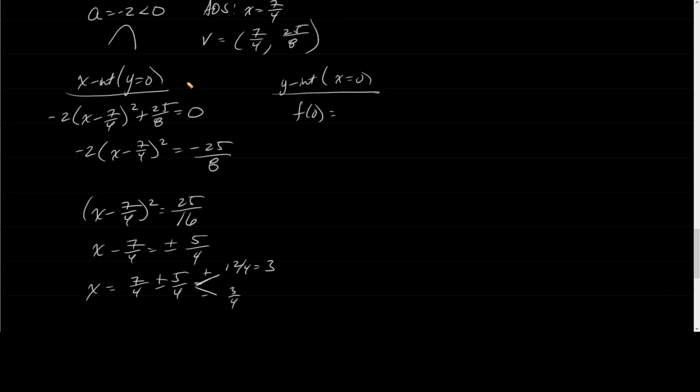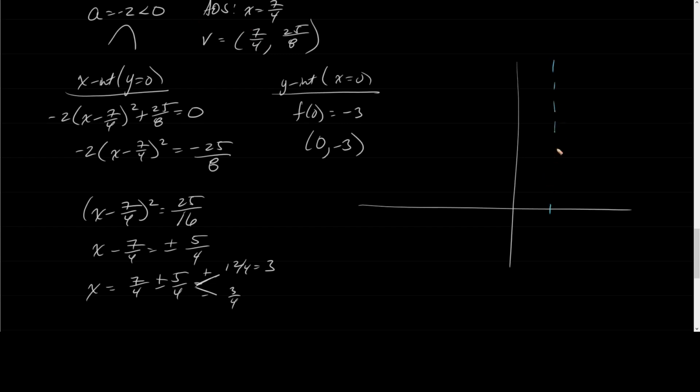So it's just -3, giving us the point 0, -3. And at that point, now we've got everything we need to sketch. So let's go ahead and sketch this. And what do we know about this? We've got our axis of symmetry being 7/4. So let's start with that. Let's say that this right here is our axis of symmetry, x is equal to 7/4.